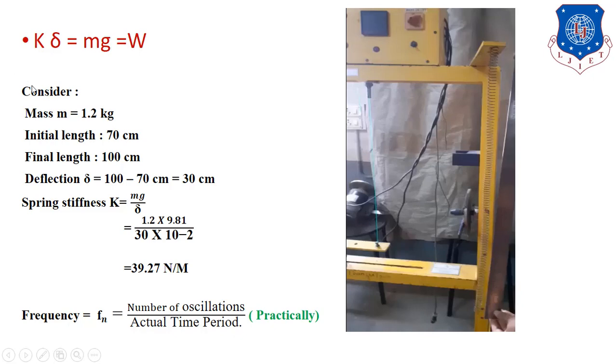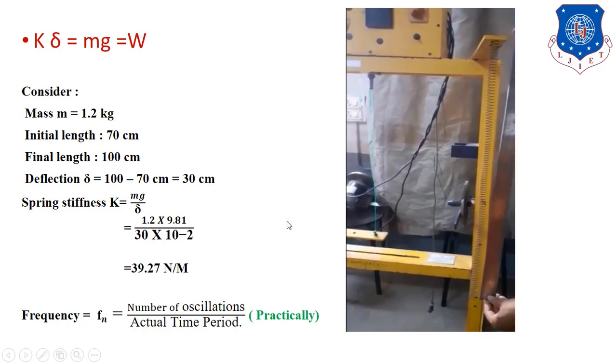Here you can see the considerations. Here the mass m is considered, that is 1.2 kg. The initial length of the spring is 70 centimeters, and after placing the mass, the final length of the spring will be 100 centimeters. So the deflection delta is equal to 100 minus 70 centimeters, that is 30 centimeters. You can see that in our video.